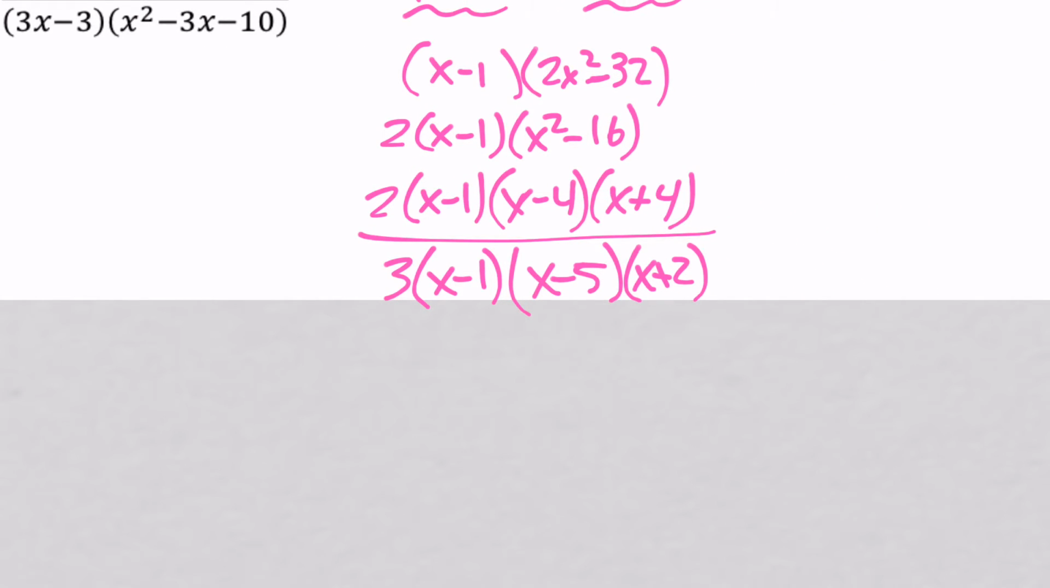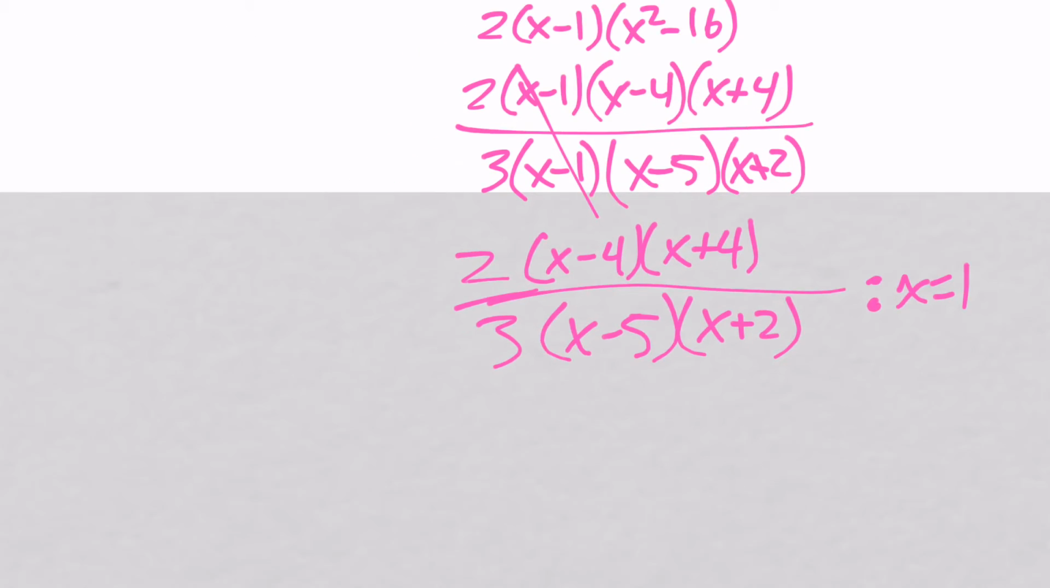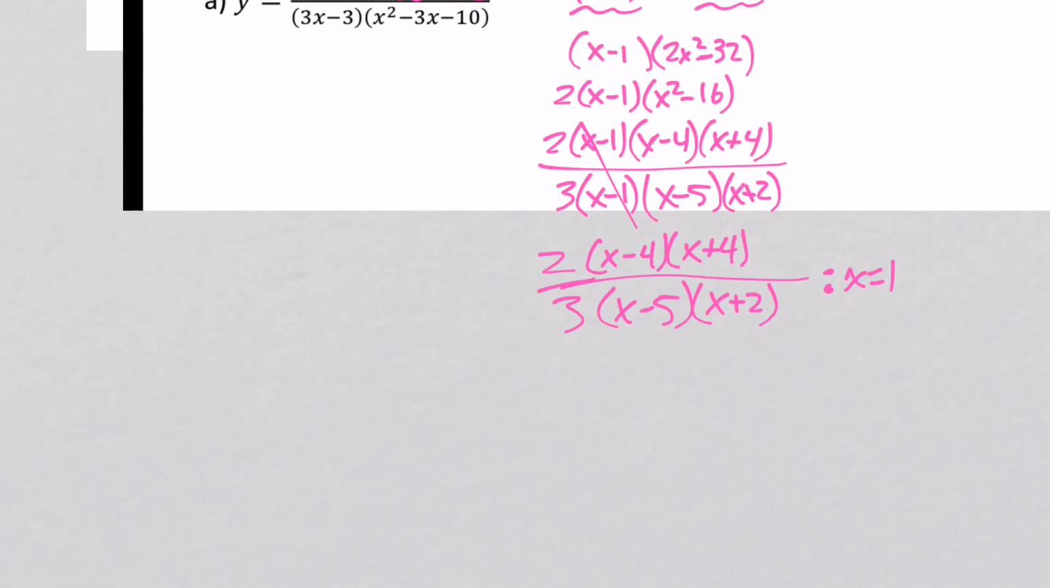We have a hole that is going to need to be removed. So let's remove it, and what will we have? We will have 2 times x minus 4 times x plus 4 over 3 times x minus 5 times x plus 2. So, what do we do from here? We need to identify some things. Let's remind ourselves that x cannot equal 1 because of that hole. So let's identify stuff. The hole will be at positive 1. And what's the y value of the hole?